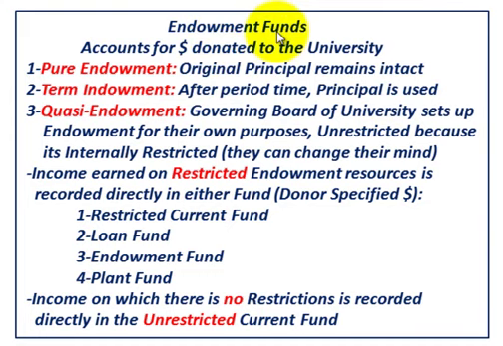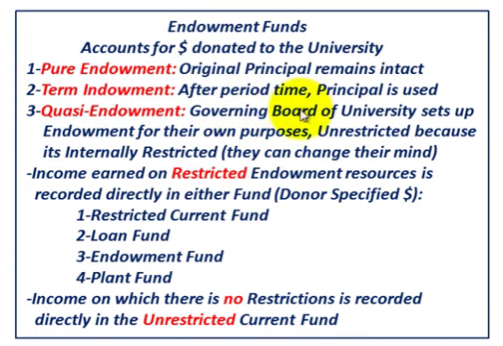Okay, now let's look at endowment funds. This is where we account for the dollars donated to the university, and really have those three endowments here. They could be a pure endowment. That's where the original principal remains intact. You can have your term endowment, so that after a period of time the principal can be used up. And then you have a quasi-endowment.